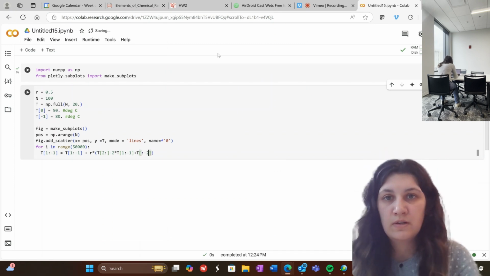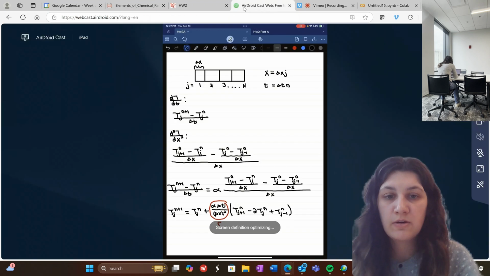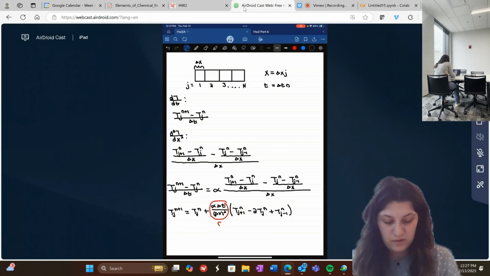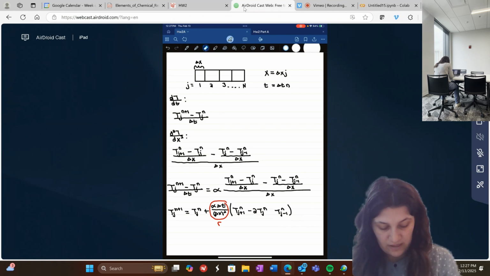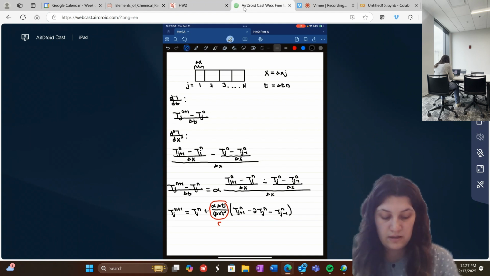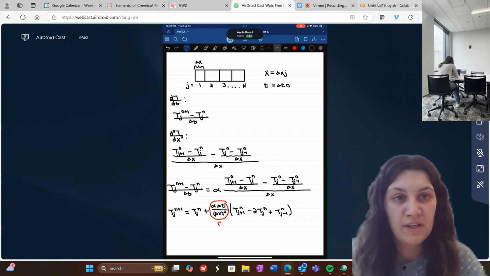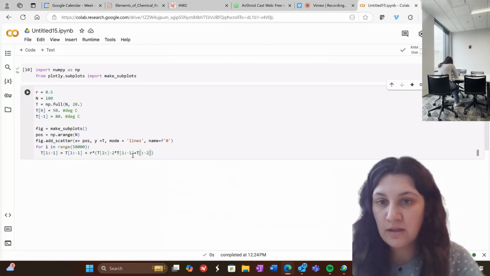I did notice a small error here. Previously I had this, oops, that's a very big eraser, as a negative sign. I forgot to carry through the negative from over here. So this should actually be a plus sign. So now this equation is correct, and we've also made that correction here in the code.